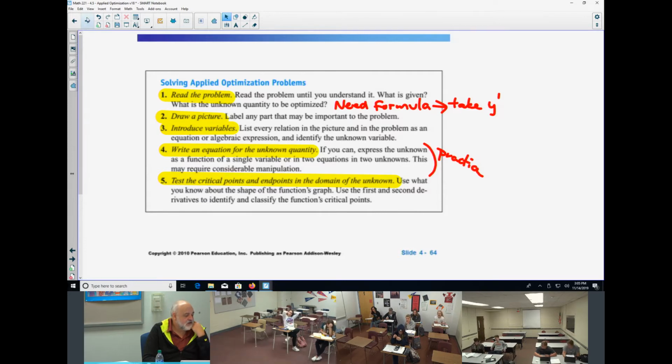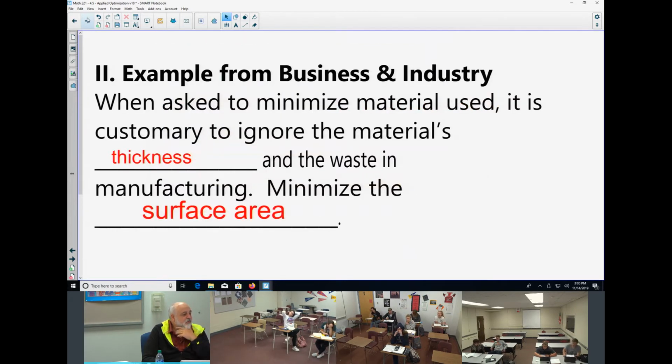All right. So next, example from business and industry. When asked to minimize material used, it is customary to ignore the material's thickness and the waste in manufacturing. You minimize the surface area. And so when you're trying to minimize material, you usually find the formula for the surface area of the object and minimize that. Okay?